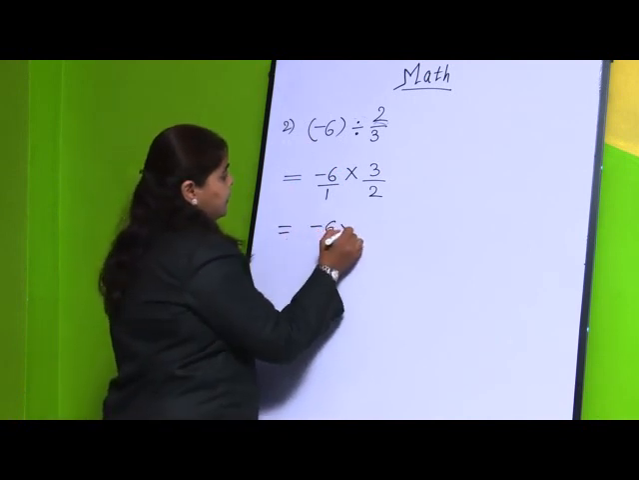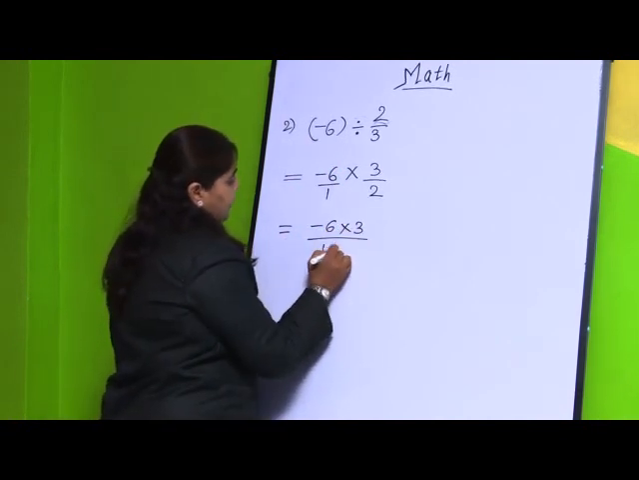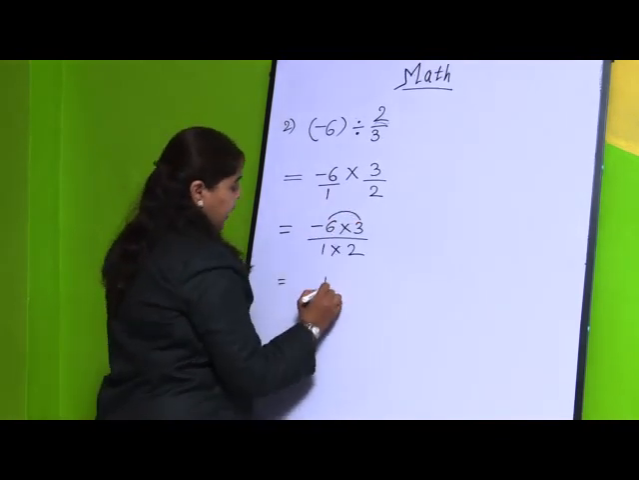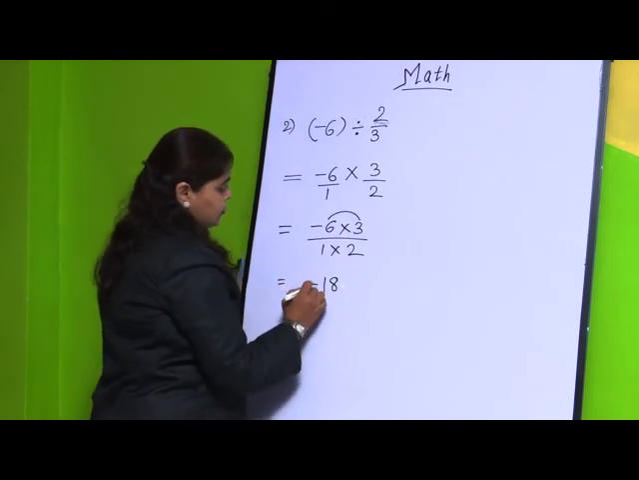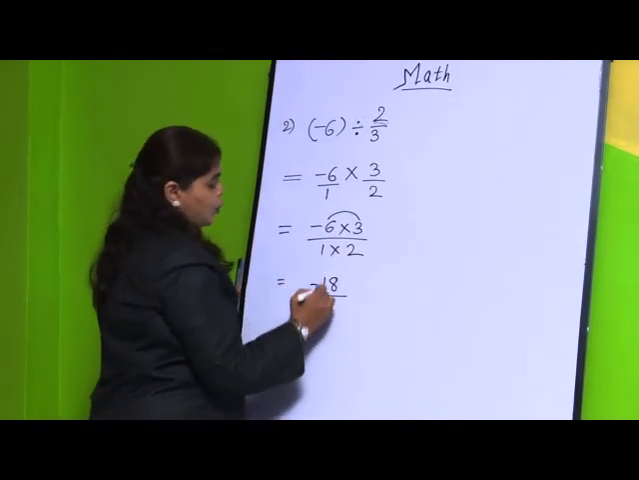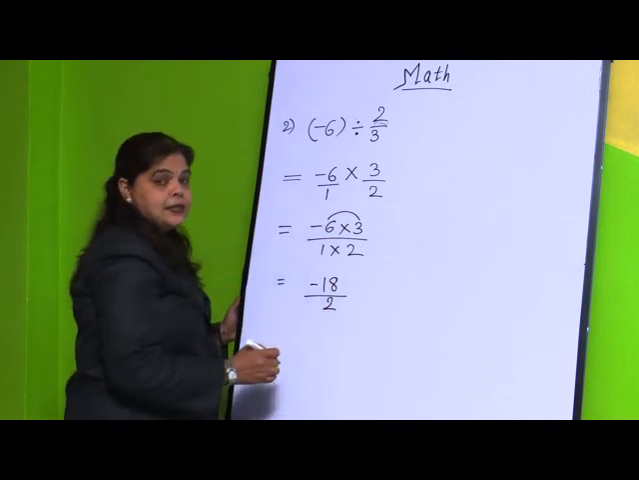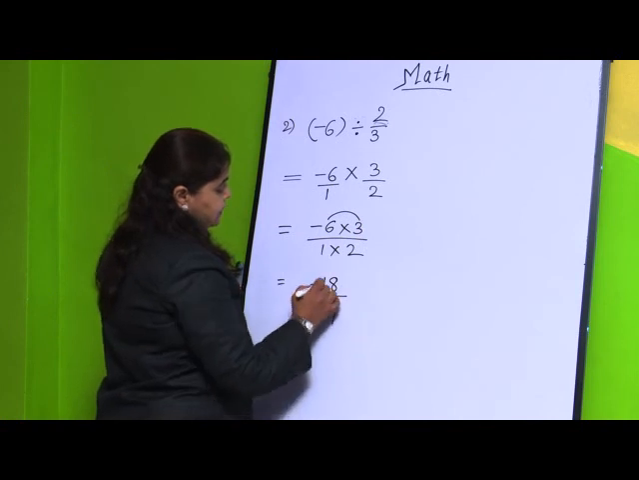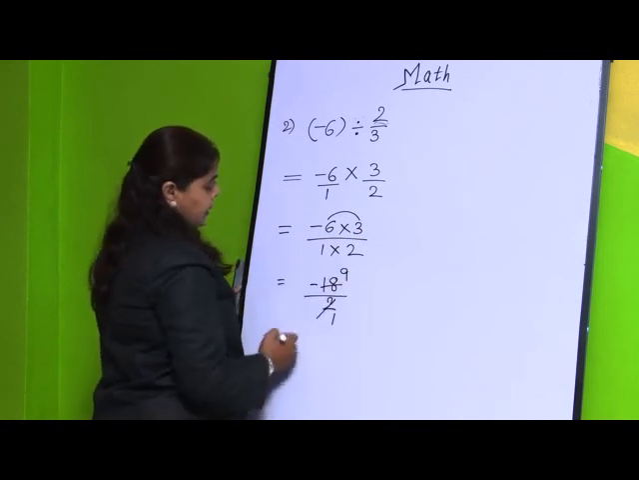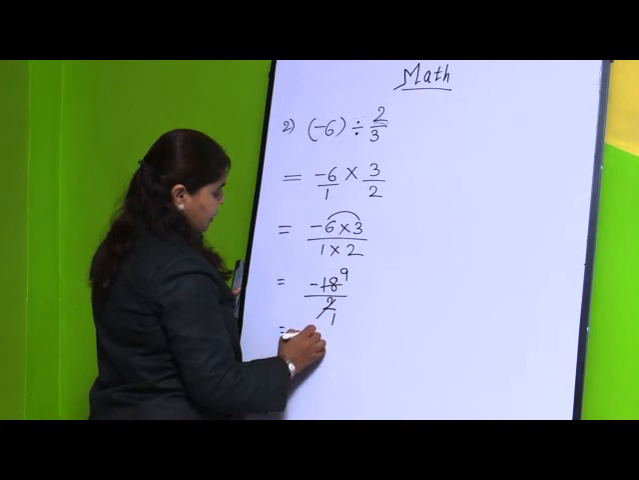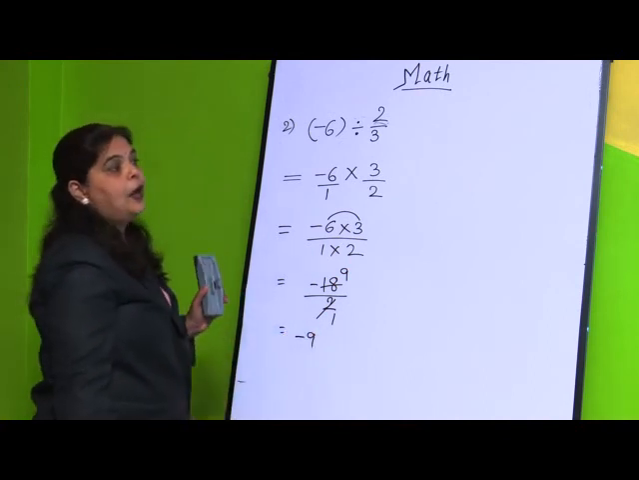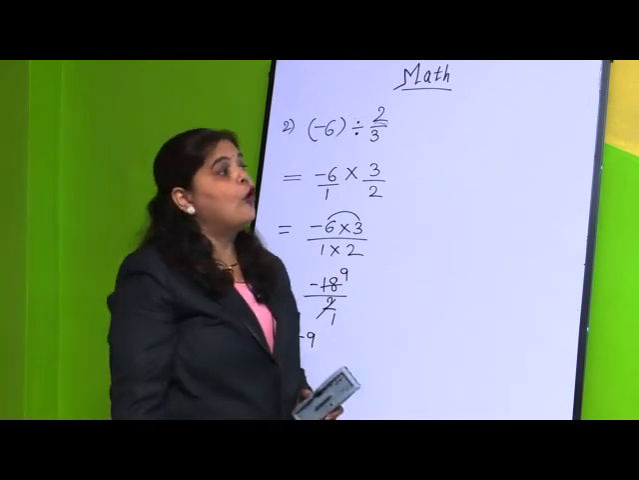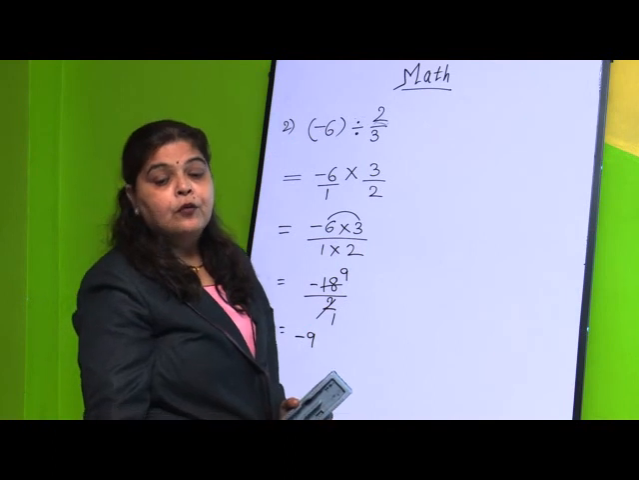You can write in this way also, or you can write directly: 6 3s are 18, that is minus, so we write minus 18, and 2 1s are 2. Now is it possible to reduce here? Yes, we will reduce. 2 1s are 2, 2 9s are 18. So it is equal to minus 9. In this way we followed the steps and found the value of the given example.